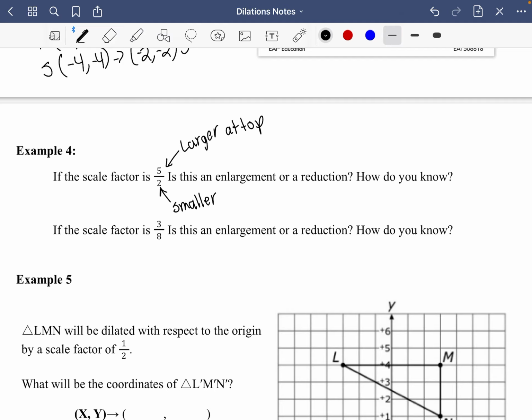Improper fractions, when changed to decimals, give us a whole number. Sometimes that whole number is bigger than 1, sometimes it is 1. So if we look at 5/2 and change it from a fraction to a decimal, we get 2.5. 2.5 is definitely bigger than 1. So because 2.5 is larger than 1, that will be an enlargement. And that's how we know.